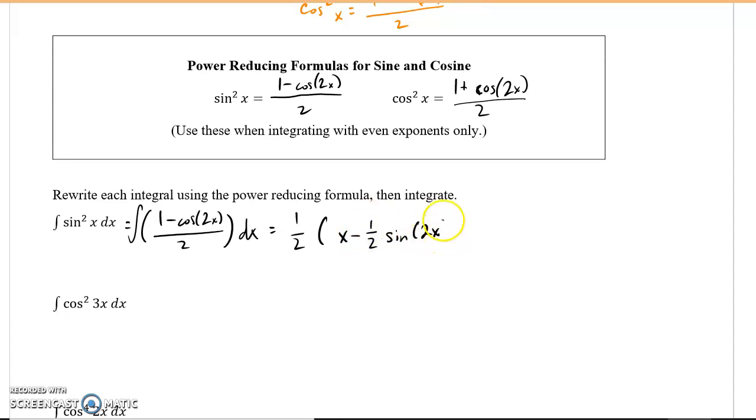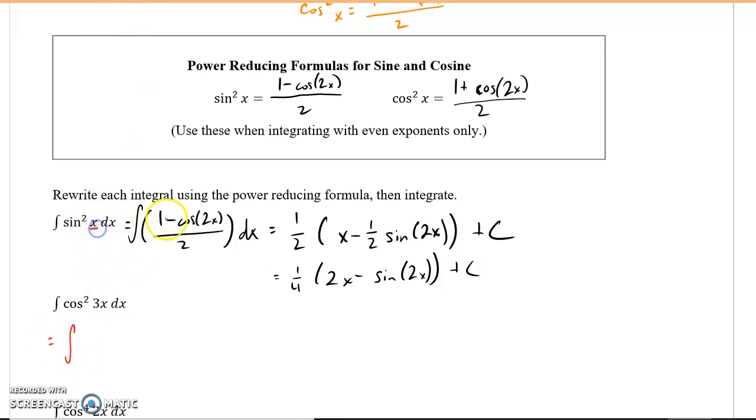So we've got a 1/2 there. And that's our final answer. You could pull out another 1/2 and get 1/4 times 2x minus sine of 2x. If that makes you happy, sure, go for it. Either way. Now, if we change the argument to 3x, then same sort of idea happens.